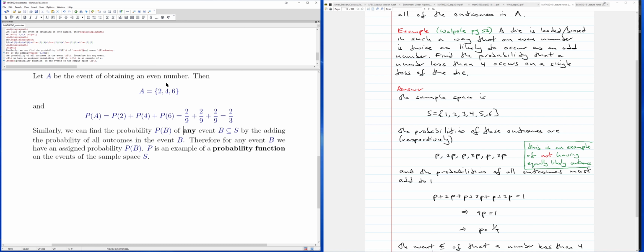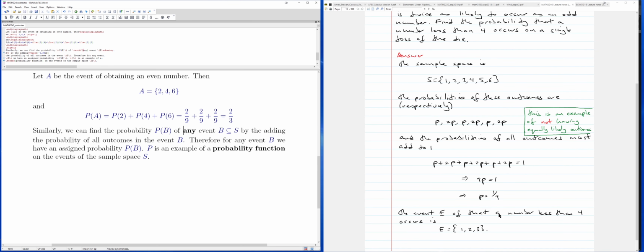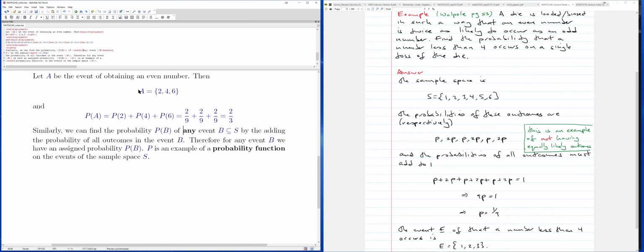So notice this is a different event, a different subset of the sample space. It's not the same as this event E over here. But we could still find the probability of this event A. You find it by adding the probabilities for each of these outcomes, 2, 4, and 6. For each of these, the probability is 2/9. So your probability of obtaining an even number is 2/3.